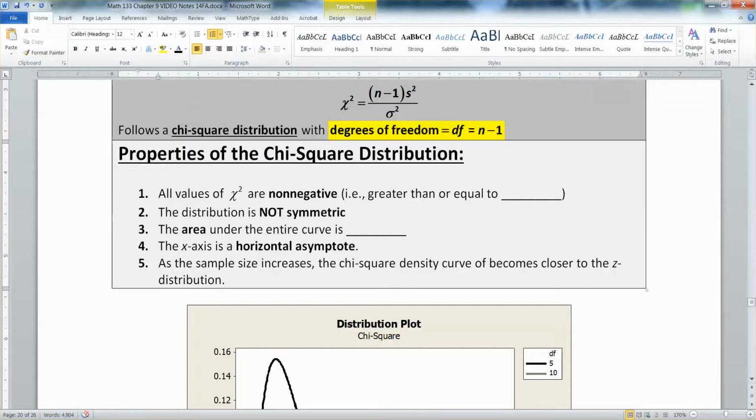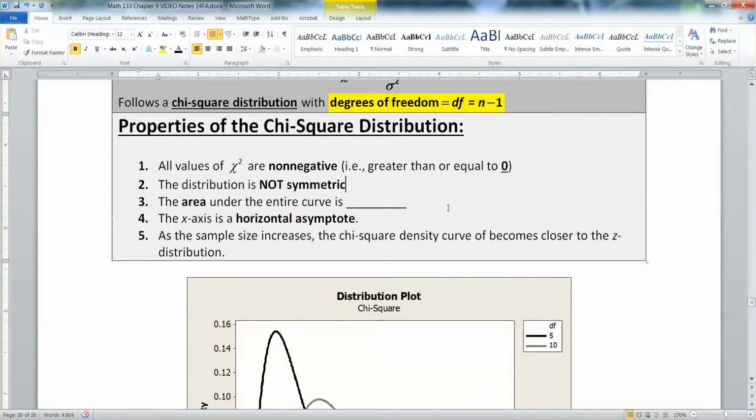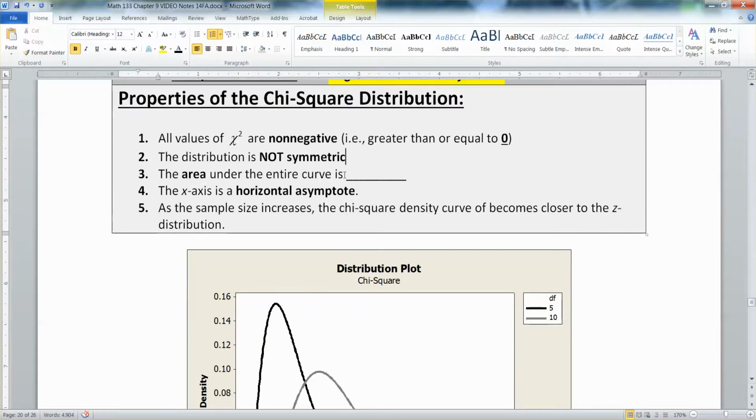All right, now realize that since it's non-negative, that means all the values are greater than or equal to 0. Every last one of them. You'll never be below 0. And that means also that the distribution will not be symmetric. In fact, the chi-square distribution is skewed right. Let me just write that, skewed right. Always.